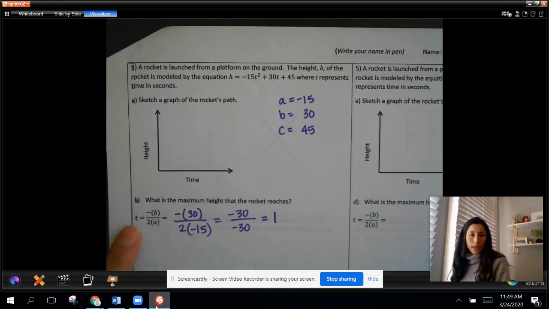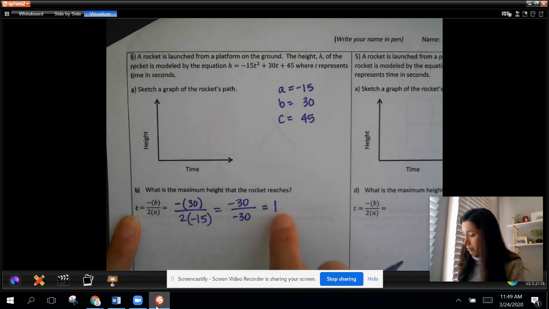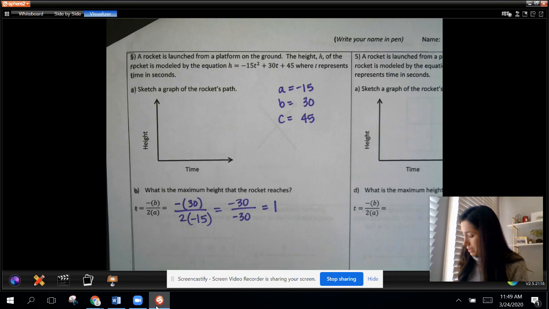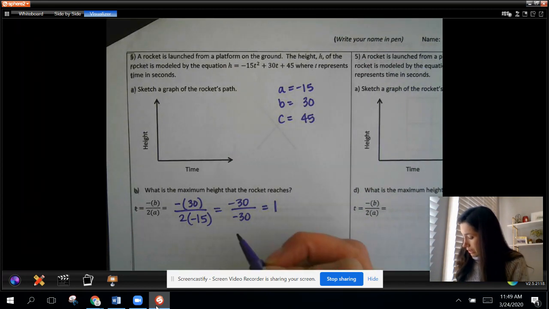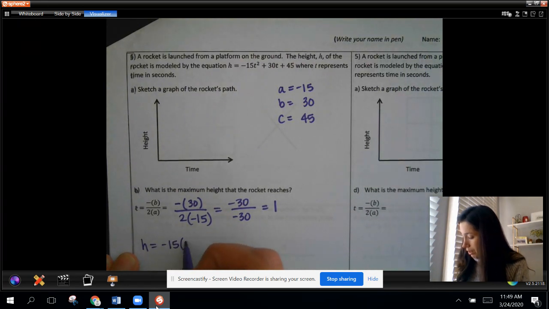So the time is 1 second, but we actually need to know the maximum height. So we need to plug 1 back into this equation so we can get a coordinate point for this. So that'll help give us a sketch. All right, so let's plug in 1. So we have height now equals negative 15 times 1 squared plus 30 multiplied by 1 plus 45.